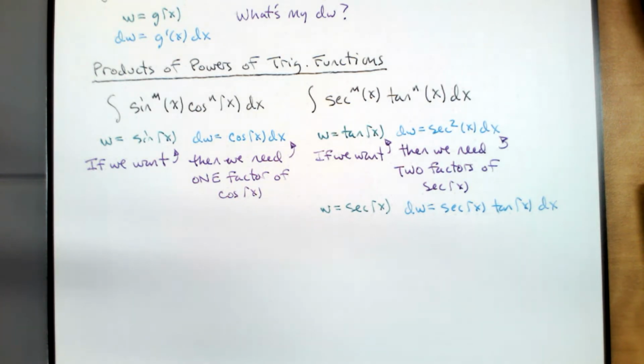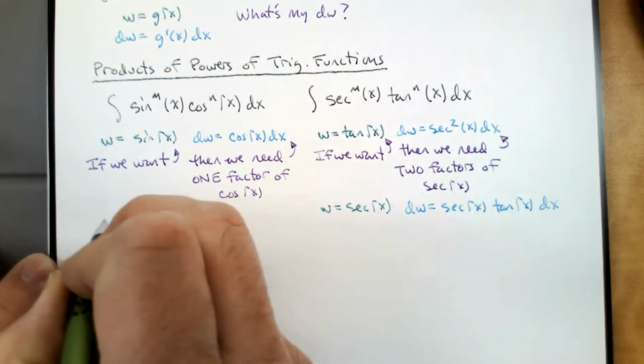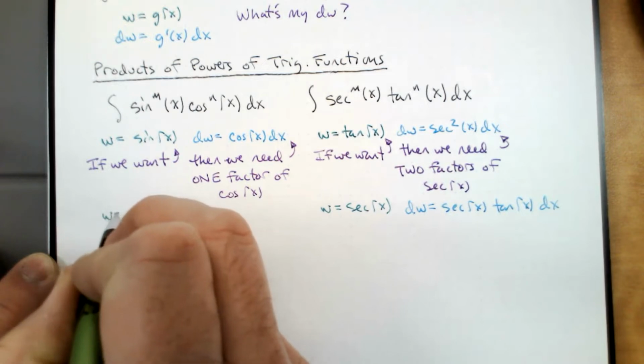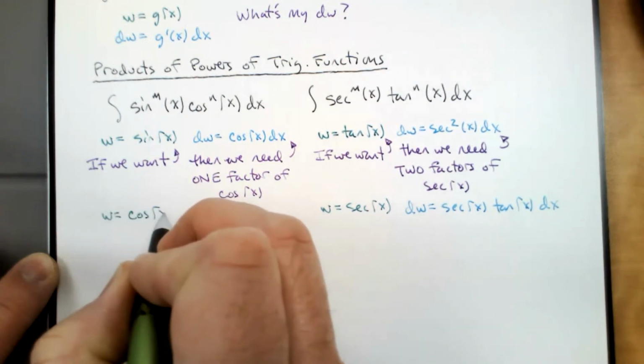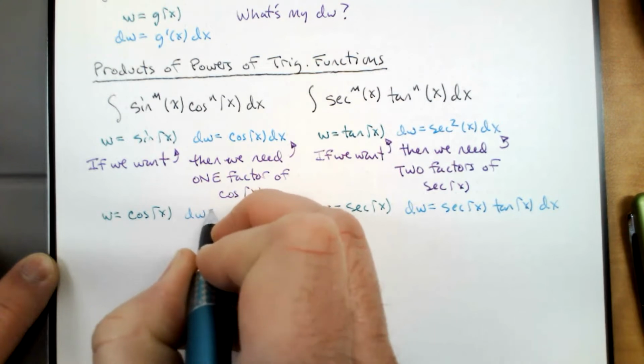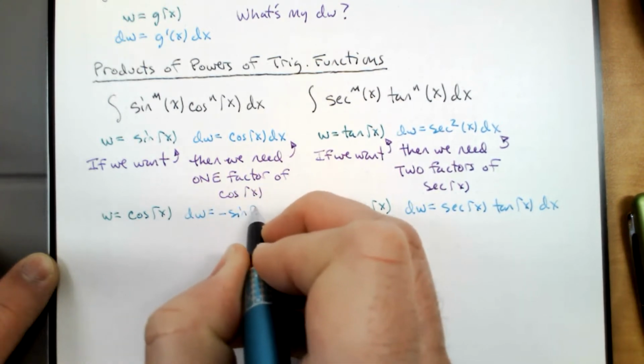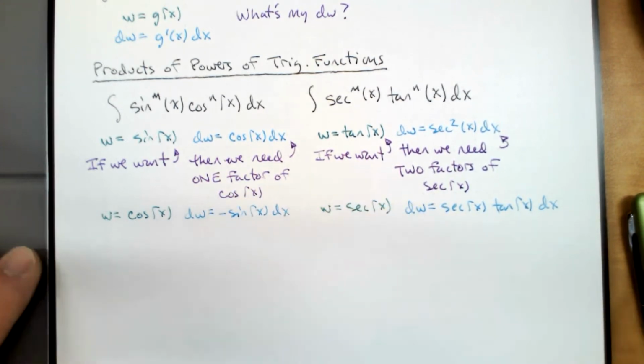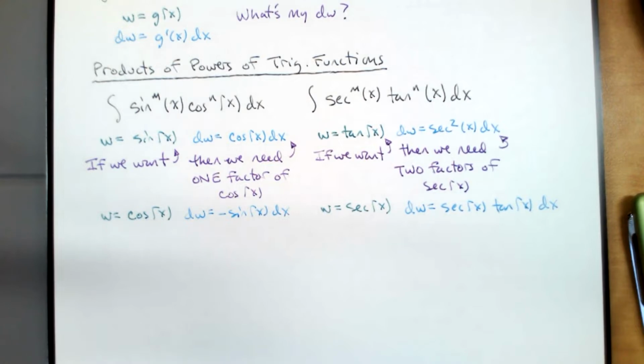Similarly, on the cosine side, if we want to make the substitution w is equal to cosine x, then dw is minus sine x dx. How's everybody? Okay?